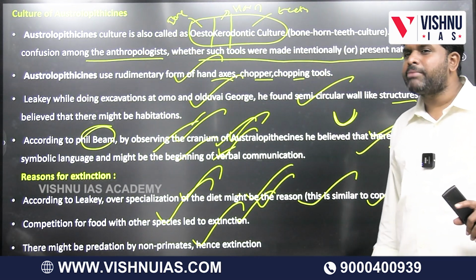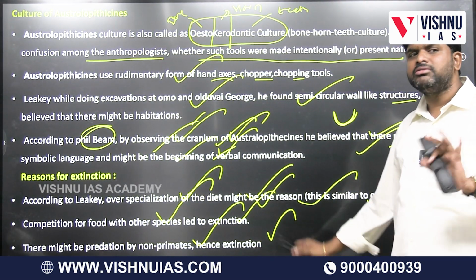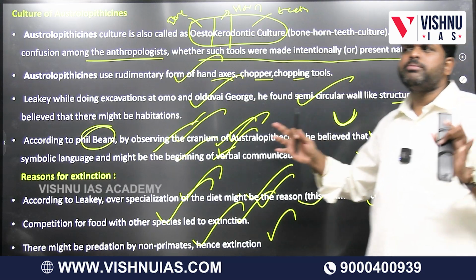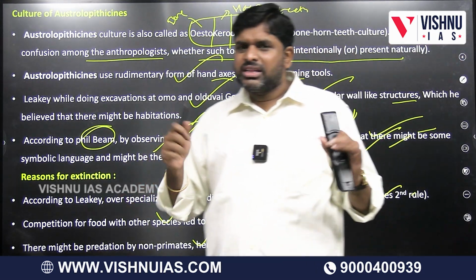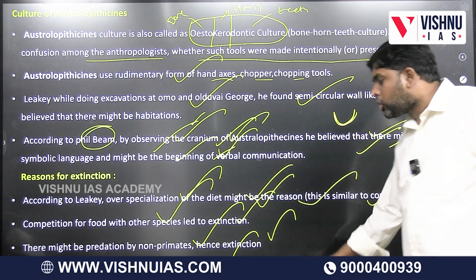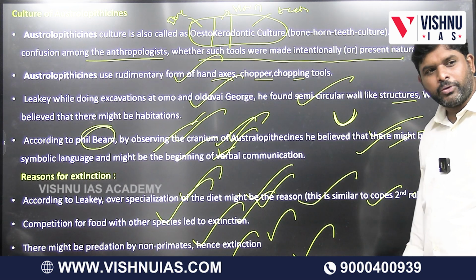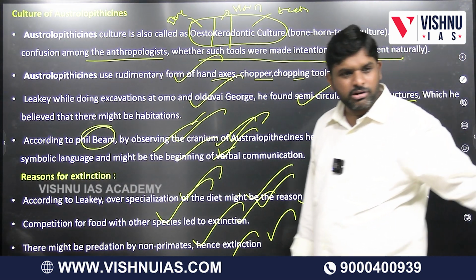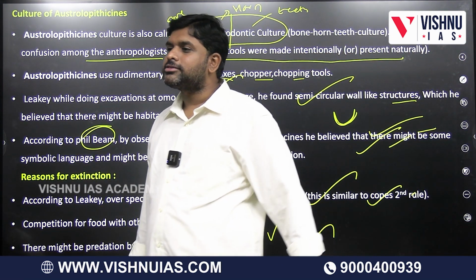There might be predation by non-primates, such as a tiger or a dinosaur. That might also be a reason for extinction. Finally, according to Skupin, Australopithecines didn't become extinct but evolved into the next species, called Homo erectus.